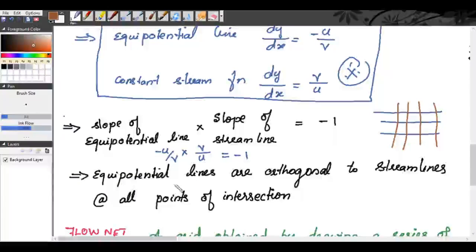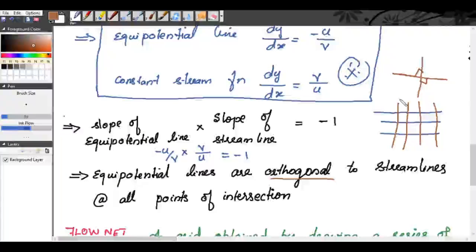Okay. So equipotential lines are orthogonal to streamlines at all points of intersection. So at any point of intersection, if the equipotential line and the streamline meet each other, they will be perpendicular to each other. So anywhere these two lines are meeting, they will meet at 90 degrees. They will be orthogonal to each other.